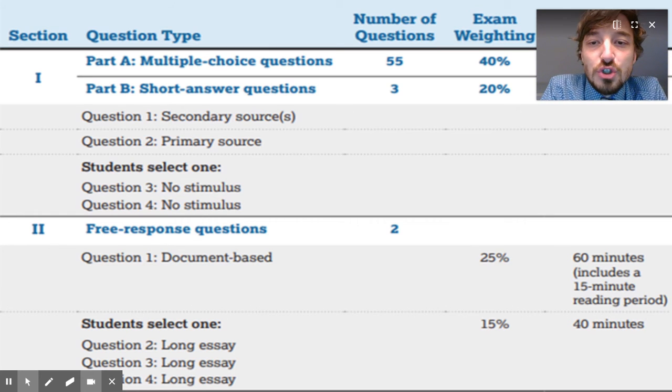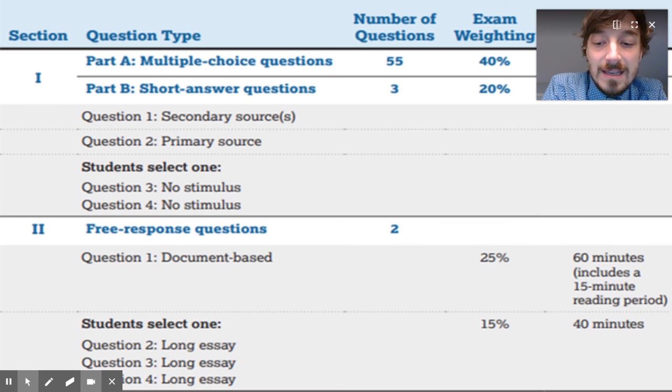The second part are short answer questions, where students are asked to read or analyze a cartoon and answer 3 short answer questions on about 13 minutes each. And that's about 20% of their grade. And then the last 2 parts of the exam are both essays. One of them is called the document-based question, or the DBQ. And that is where students are given 6 documents to read, and then they have to form an argument and write an essay in 60 minutes.